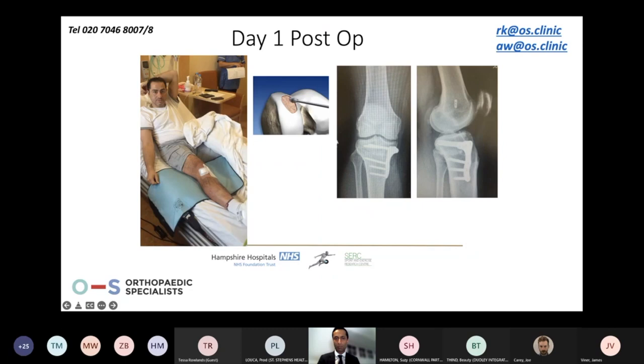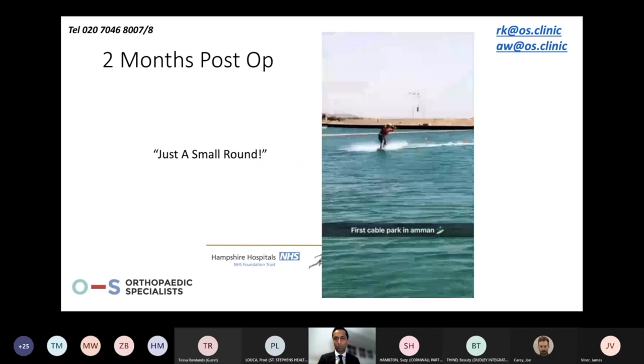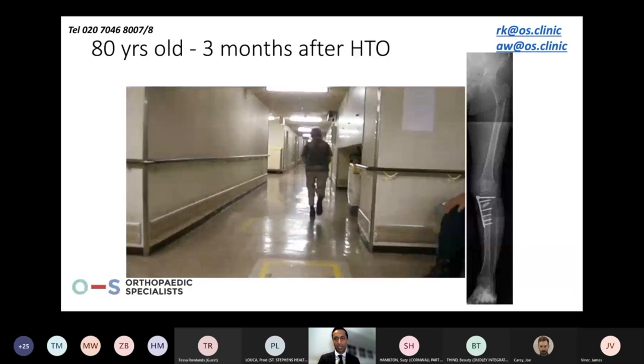And this chap flew in to have his done. And a couple of months later, he was on a water park. So you can get really good results. It's not just for young patients, it can be effective for fit and active older patients.